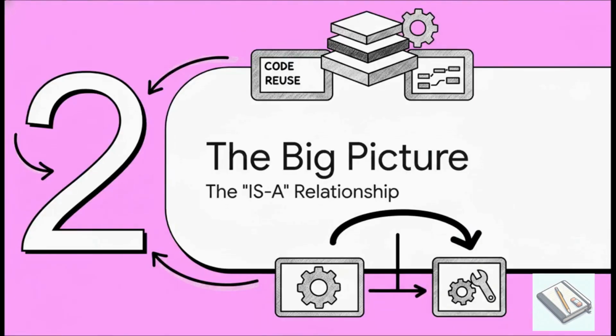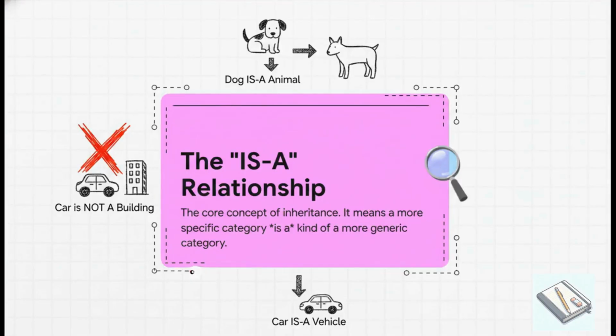All right, let's zoom out from the nuts and bolts for a second. We've seen how it works, but let's talk about the big design principle behind it. It all comes down to something called the is-a relationship. The is-a relationship is really just a simple logic test.